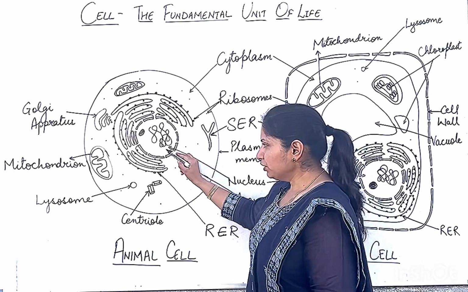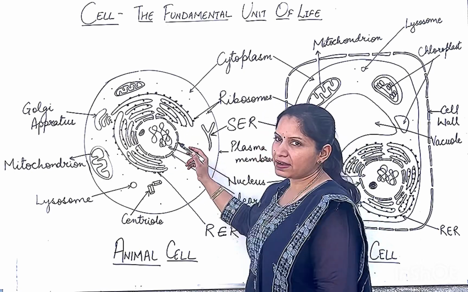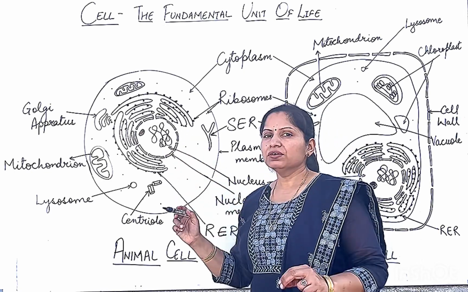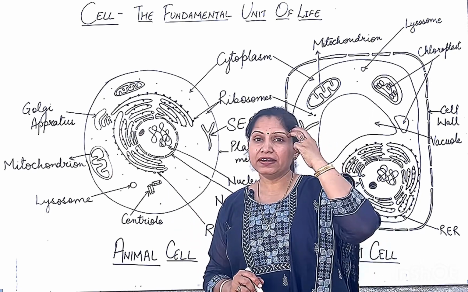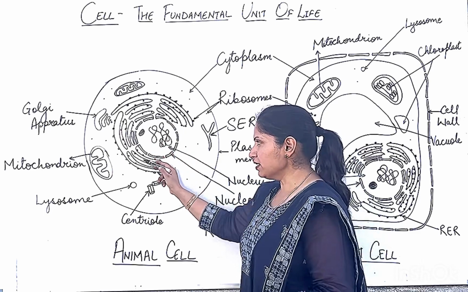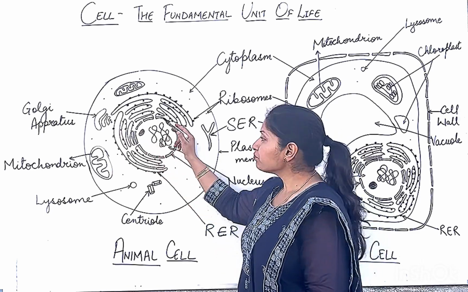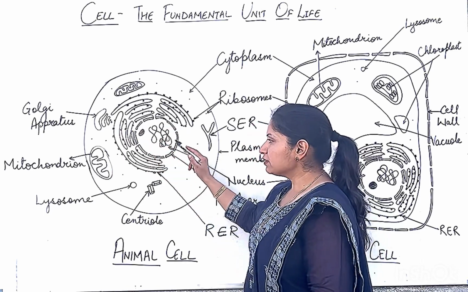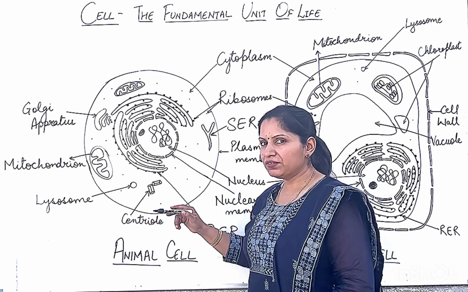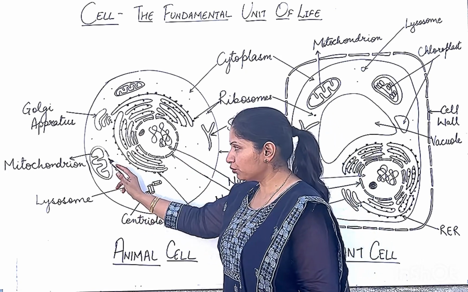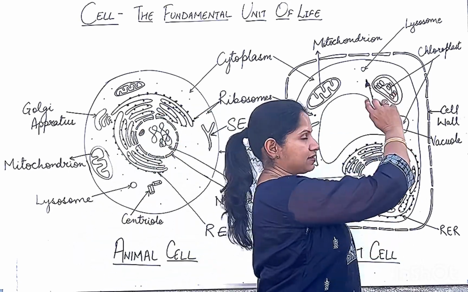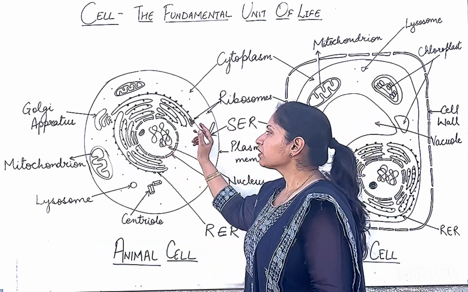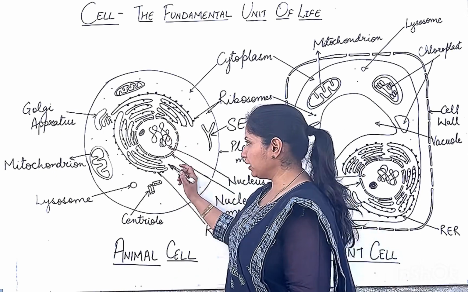Then this nuclear membrane is a double layer. So in a cell we have three organelles that have a double membrane. The first one is nucleus. Apart from nucleus, the two other organelles that have double membrane are mitochondria, and in case of plant cell, that is chloroplast. Now coming just to animal cell only.